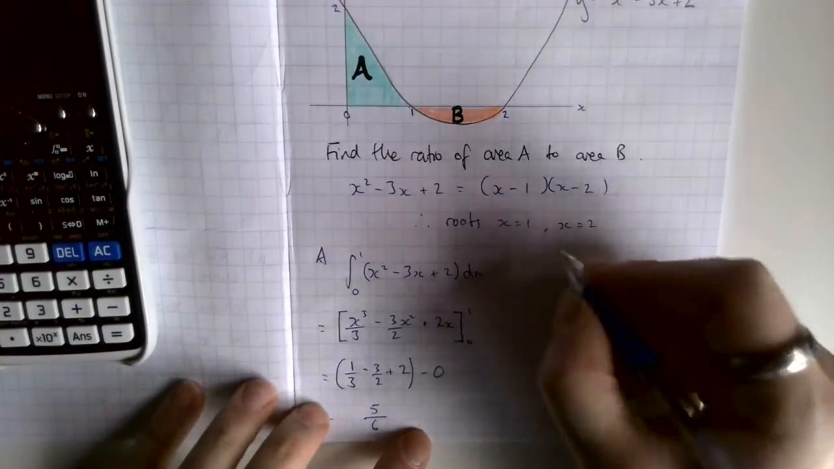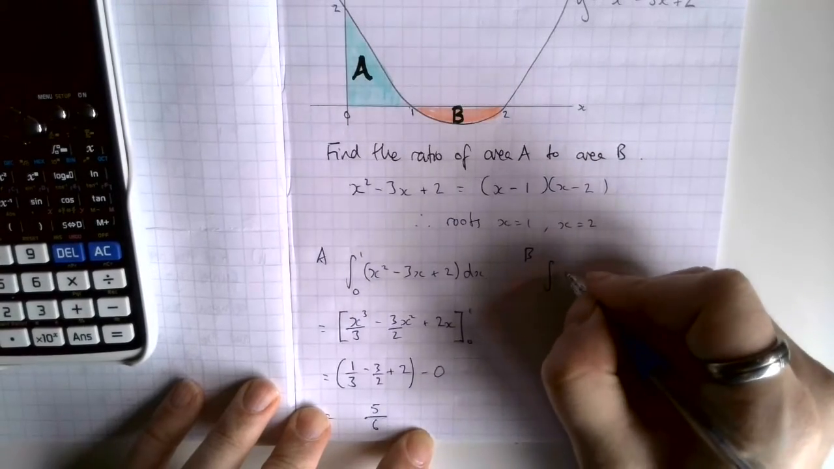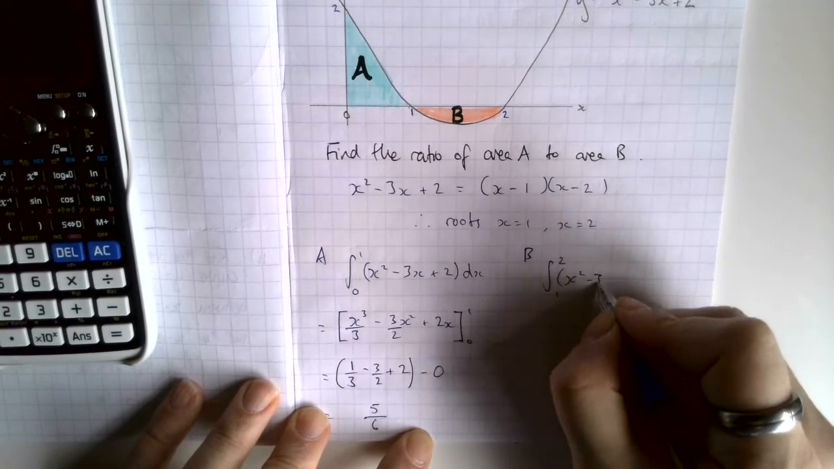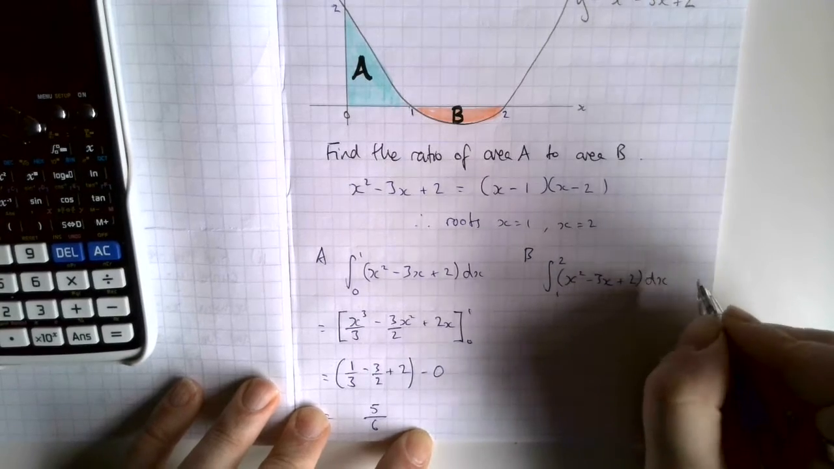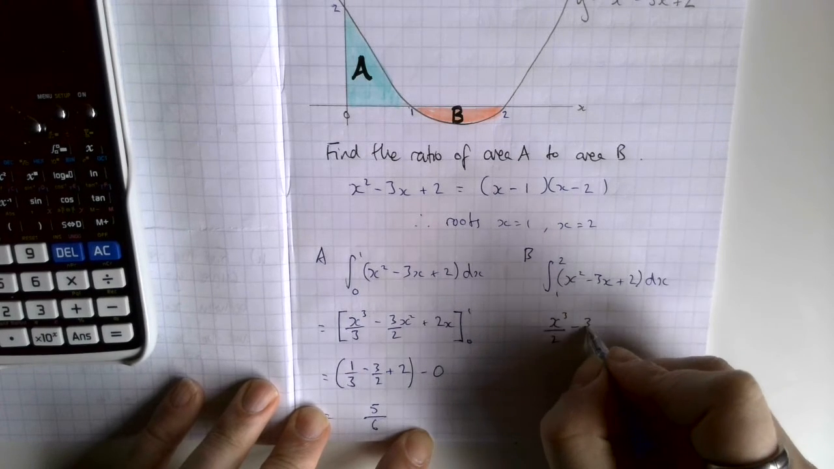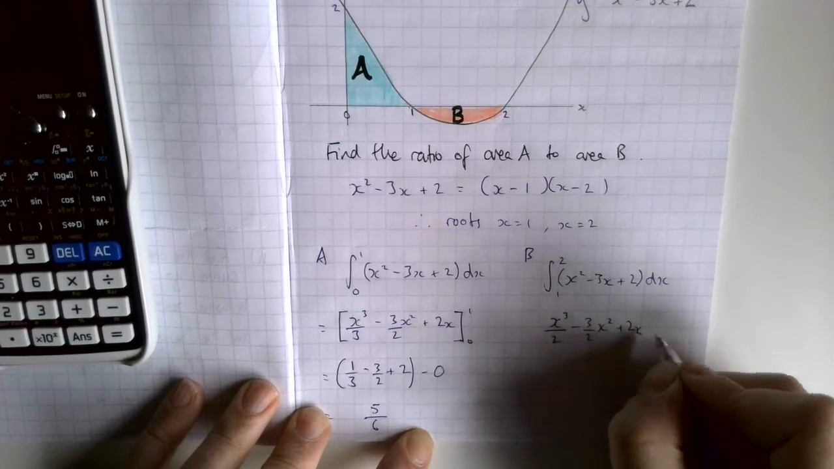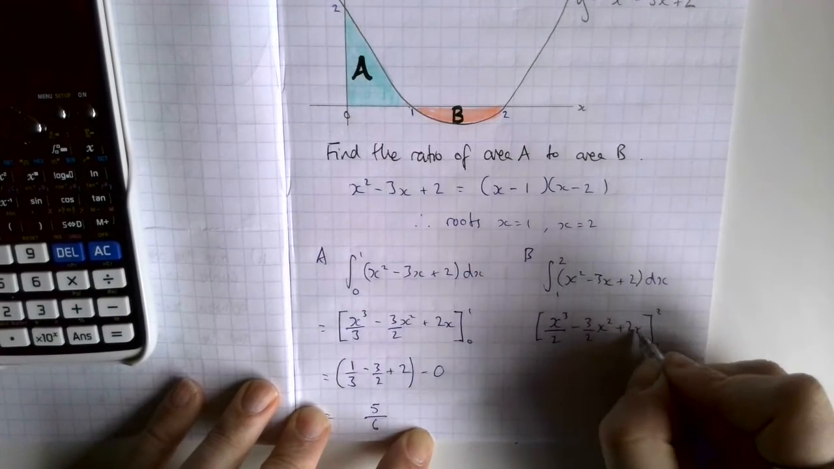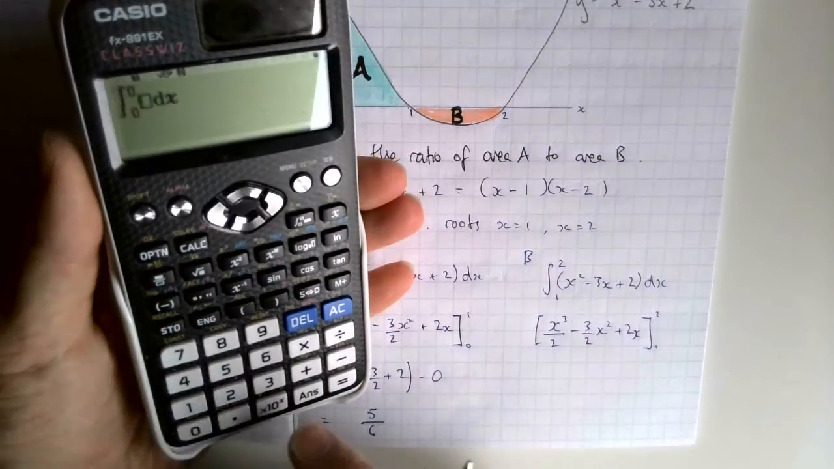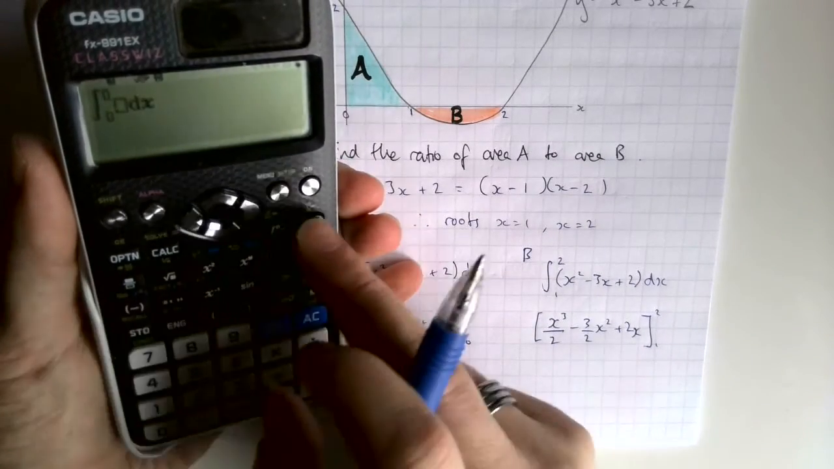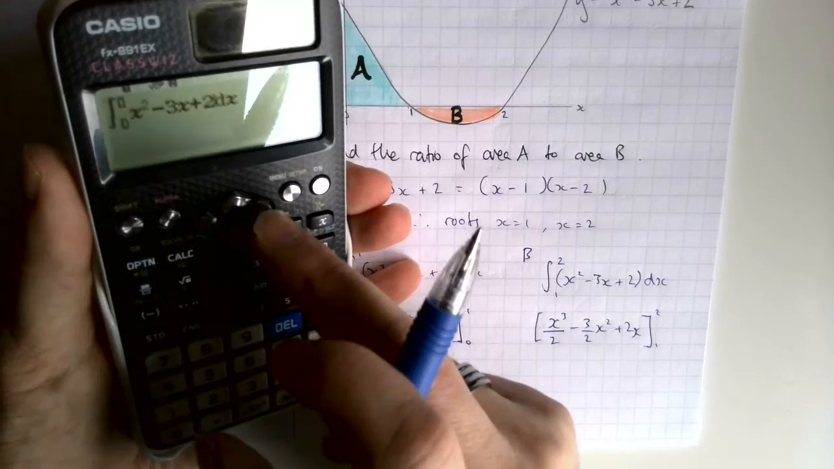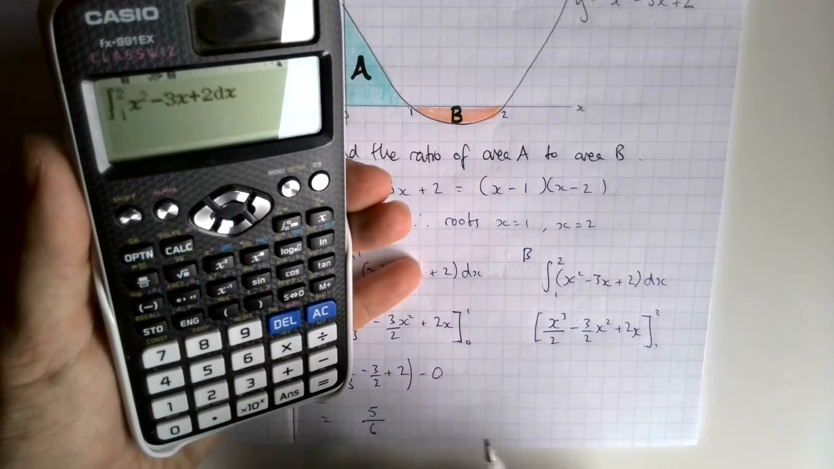Okay, I'm going to do the same sort of thing for B. So this time going between 1 and 2. Same function, with respect to x. We've already integrated it, so I don't really need to do all that again. So this will take a bit more working out, so I'm just going to go ahead and use my integral function. This is x squared minus 3x plus 2 from 1 to 2.